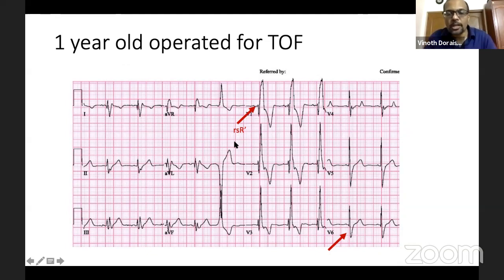And the QRS complex duration is much more than 120 milliseconds. Because there's an anatomical abnormality in this, that's why you get a wide QRS duration in a post-operative tetralogy of Fallot. It's quite common. And now the V6. In V6, you can see that the terminal part of the QRS complex is delayed. So you get the slurring of the S wave in V6.